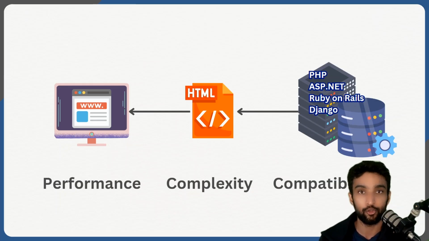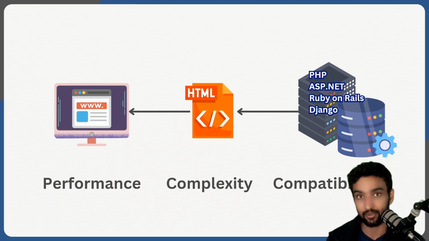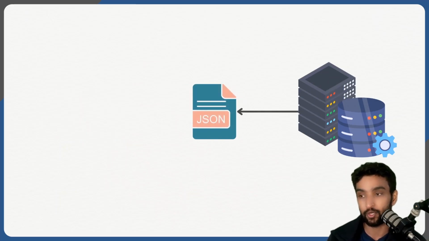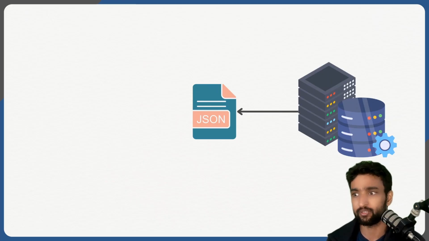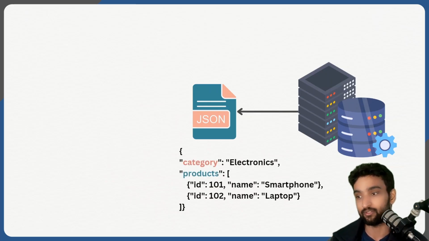So, do we have a solution to this problem? Well, how about we just send the data and let the client handle the presentation part? Would that solve the problem? Let's take a look. So, instead of sending HTML, we would now send JSON. If you're wondering what is JSON, it is just simply data in a standardized format that every other client is willing to understand. For example, if we are requesting for a list of electronics, then the JSON response from the server might look something like this.